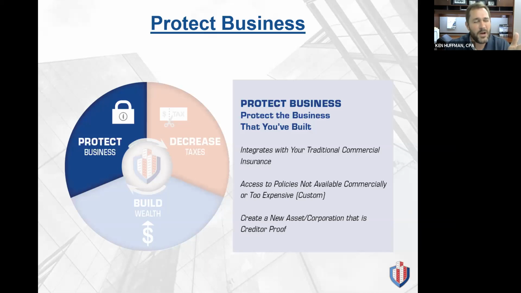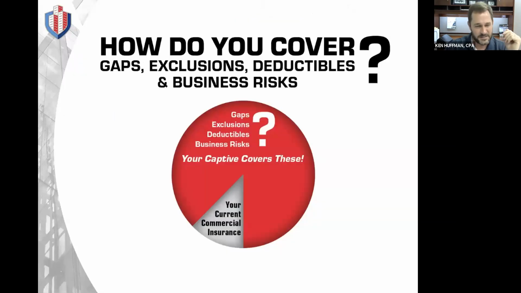Okay, and you're like, well, how much more insurance do I need if I have commercial insurance? Well, take a look at your insurance policy. You've got one page of the things that they do cover and 300 pages of what they do not cover: the gaps, the exclusions, and things like that. Let's take a look at this.